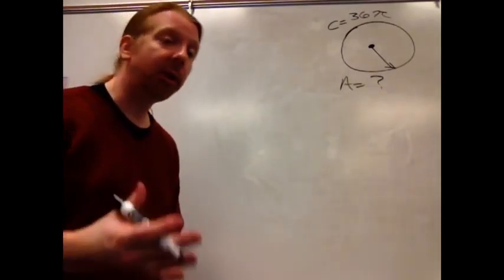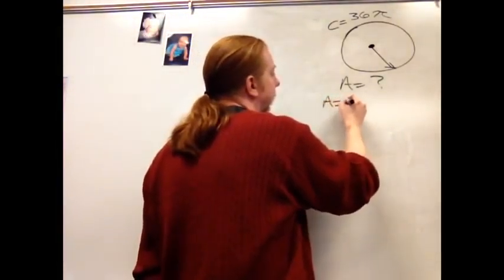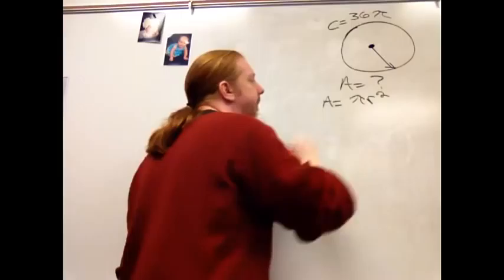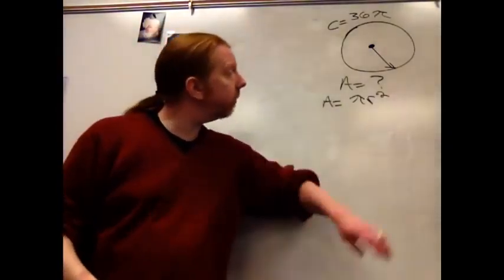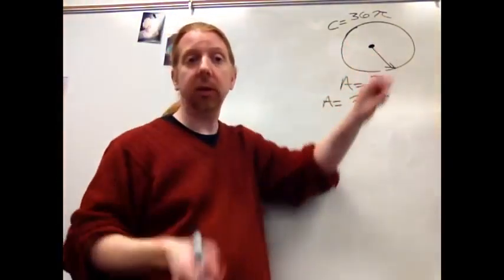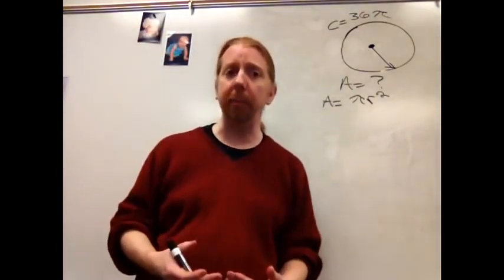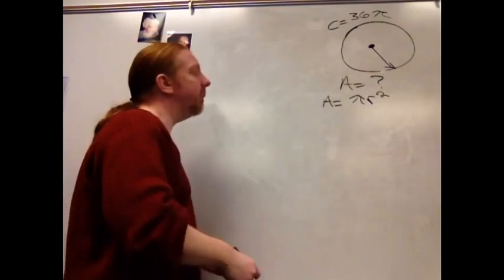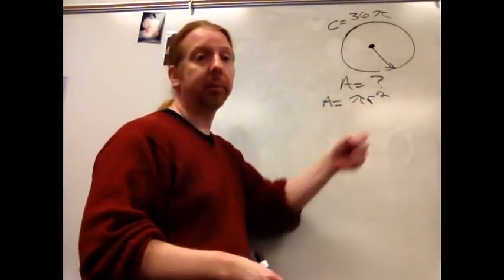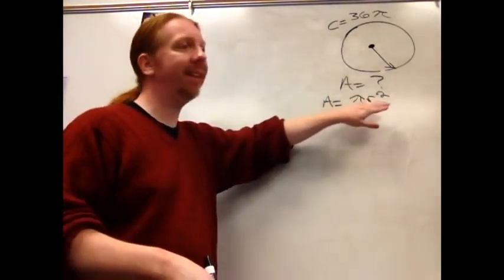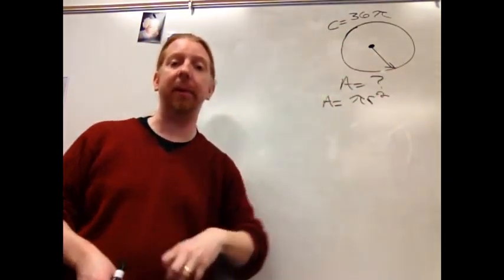Now, I know the formula for the area of a circle is pi r squared. If I had the radius, this distance here, I could tell you what the area is. The problem is I don't have the radius, I have the circumference. So this is a two-step problem. My first task is going to be to come up with that radius. My second task will then be to plug it into this and actually get the area back out again.